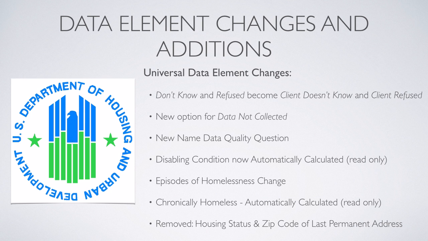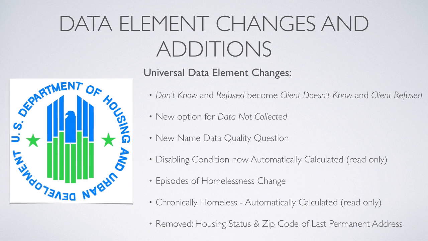That being said, we know this touches on chronic homelessness. The episodes of homelessness will change. There are new questions. They're intuitive. You're not going to have, I don't think, too much of a problem understanding those. If you do, you can go to the data manual or give Mute a call and we'll help guide you through that. There's also chronically homeless is now automatically calculated onto the form, pulling from the disabling condition questions and the episodes of homelessness question. So that's automatically calculated. It'll be read only, and you cannot edit that without editing the questions that the logic draws from. Also, housing status and zip code of last permanent address will be removed except for the PATH programs and HOPWA programs. So those are some of the changes that are coming.